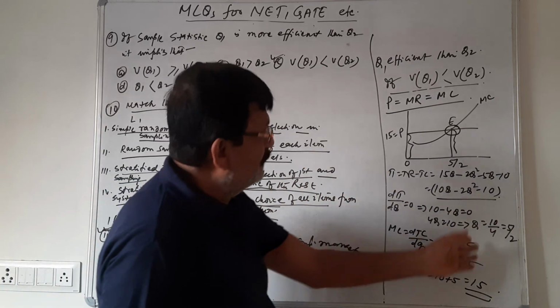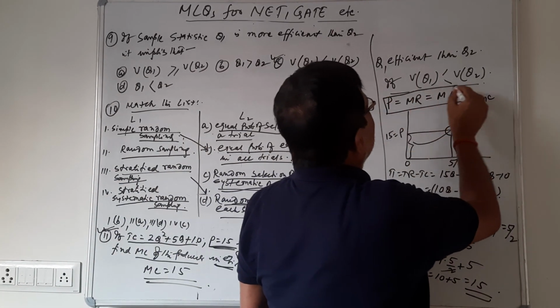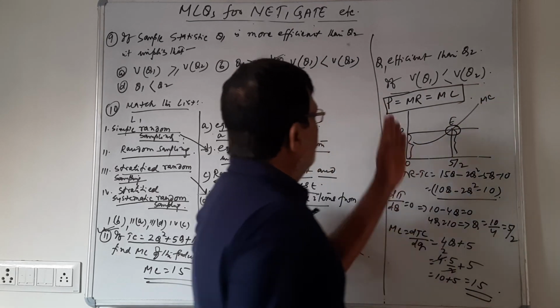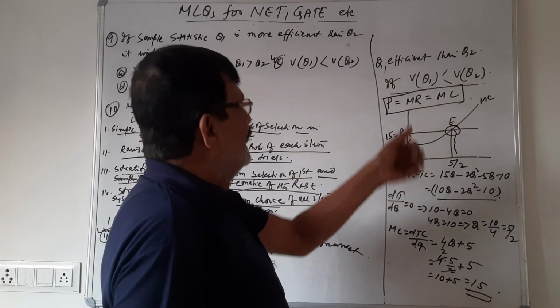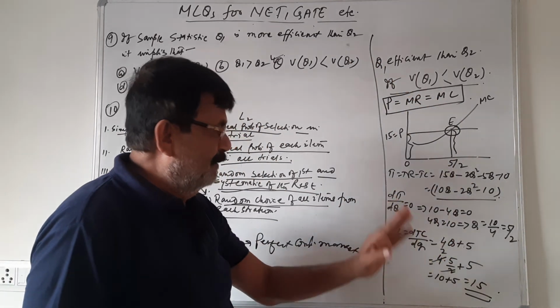So this can be cross-checked by this way also. Otherwise, this equilibrium condition states that in equilibrium condition, price equals marginal cost. So price was 15, so marginal cost was supposed to be 15, and this has come out.